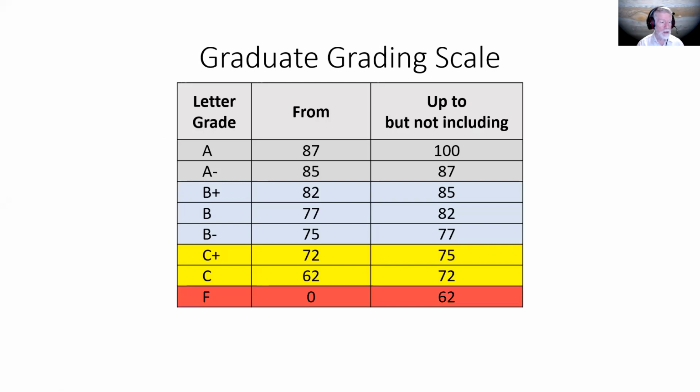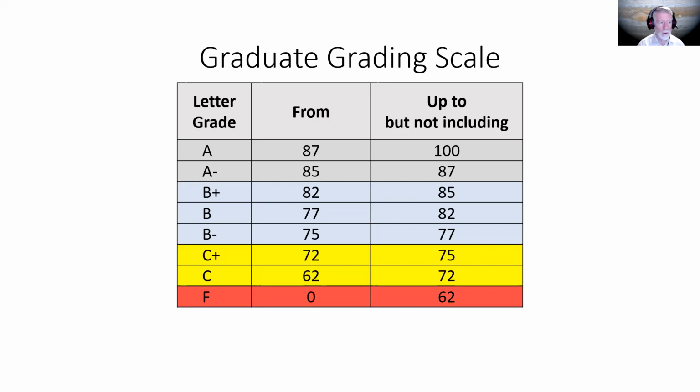So you can see you can get down to 85 and still have an A or an A minus, but you have an A-type grade. B's go down to 75 and so forth. C is good down to 62. Below 62, well, you've got some trouble.